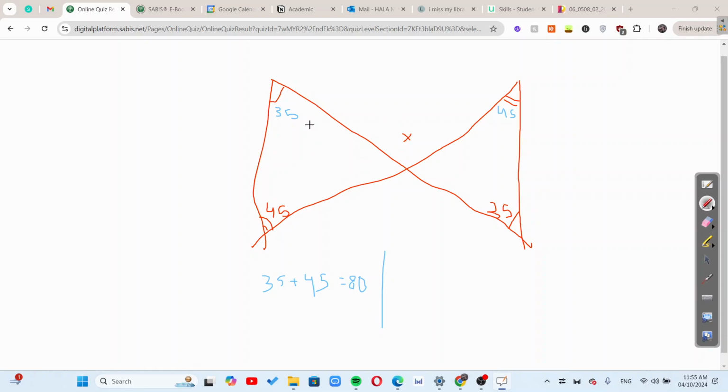To find x, you could have just done 35 plus 45, which is 80, and 180 minus 80 to get this angle, which is 100. And then from 100, you use this as a linear pair to find x. So 180 minus 100 is 80. Both ways work. Both ways were fast. This is just one question that came in our exam last week that I found a lot of people making mistakes in. So this is how you solve it.